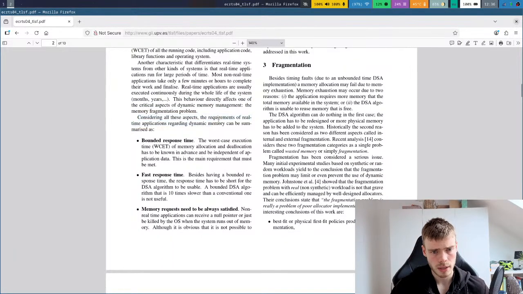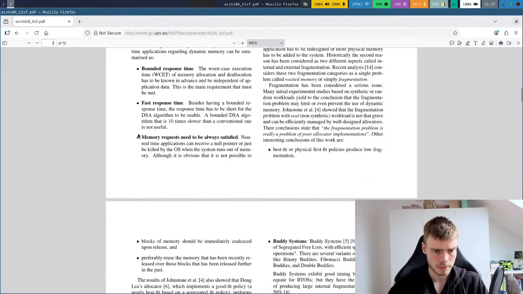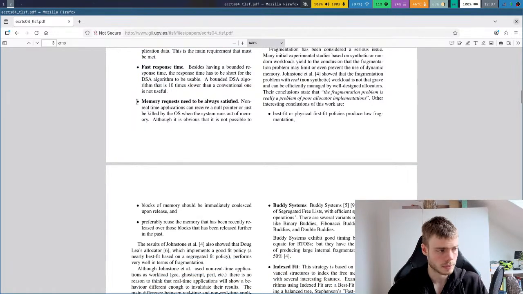Considering all these aspects, the requirements of real-time applications regarding dynamic memory can be summarized as follows. Bounded response time: the worst-case execution time, WCET, of memory allocation and deallocation has to be known in advance and be independent of application data. This is the main requirement that must be met. Fast response time: besides having a bounded response time, the response time has to be short for the DSA algorithm to be usable. A bounded DSA algorithm that is 10 times slower than a conventional one is not useful.